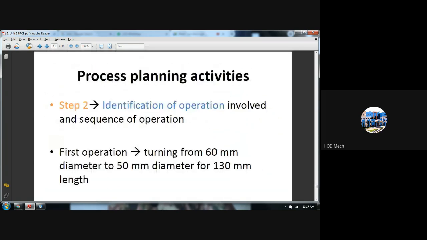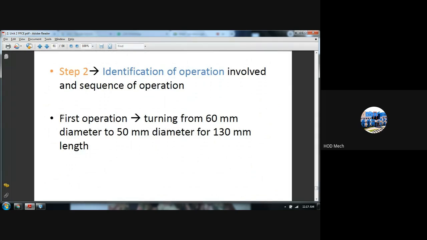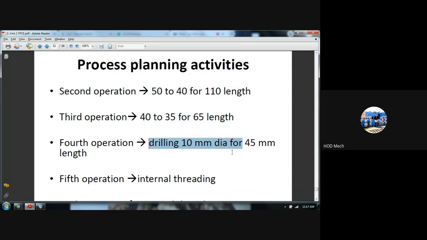நீங்க ஒரு ஐடியா கொடுத்தீங்க, that is also one of the types. Now you read this. What is your first operation? Turning 60 mm diameter to 50 mm diameter for 130 mm length. Throughout the length you are converting into 130 mm. Right? Then second operation 50 to 40 for 110 length. Turning operation மட்டும் முடிக்கிறாங்க. Then they are going for drilling. Turning operation ல முடிச்ச பிறகு drilling போறாங்க.